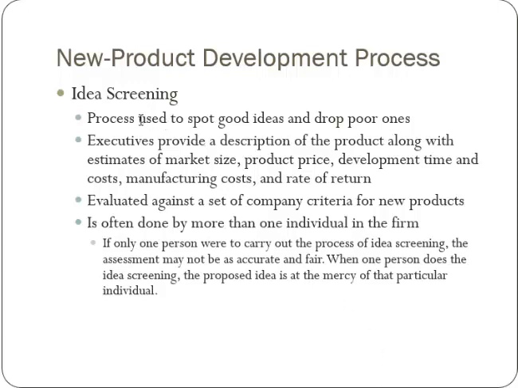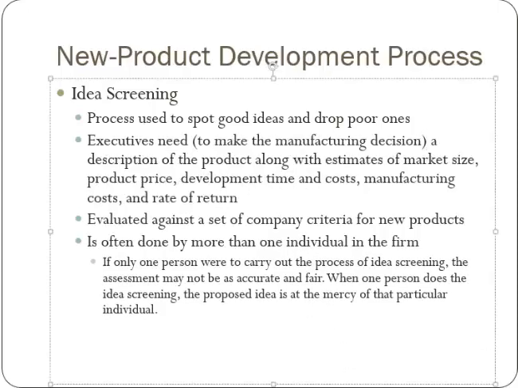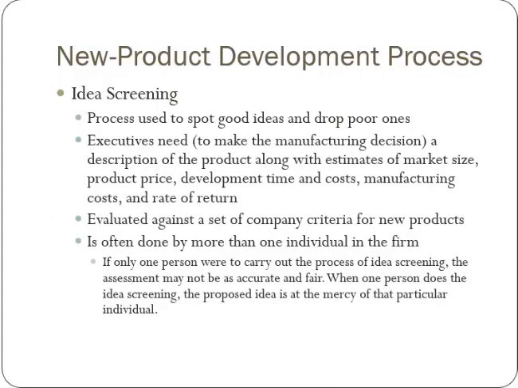This is the process that's used to spot good ideas and to drop poor ones. The executives, the heads of the company, are going to be the ones that make the ultimate decision with regard to whether the product is built. And so they need a description, usually from other people in the company who are put in charge of doing this sort of research, in terms of the size of the market, product, price, development costs, rate of return, cost to manufacture. All of these things go into account in making a determination of how to produce a product, whether to produce a product, and how much of it to produce.